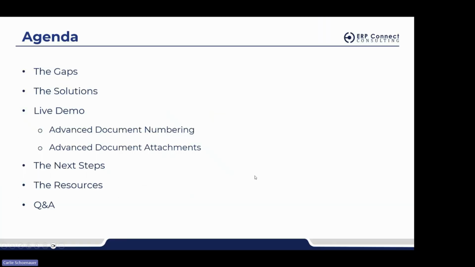Okay. So before we get into the live demo, which will be here soon, we'll go through both advanced document numbering and attachments. We'll just go through the agenda here. The agenda for today's session is to go through the gaps on what these extensions are accomplishing and filling inside of Business Central, the solutions with that, a live demo of Matt and myself going through both extensions, next steps, resources, and then Q&A. Feel free to pop a question in the chat of this meeting, and as we're going through, we can answer as we go, or of course at the end.